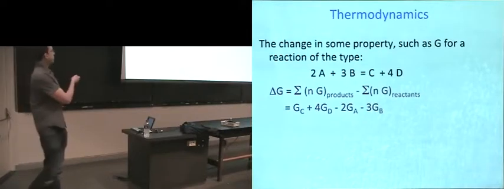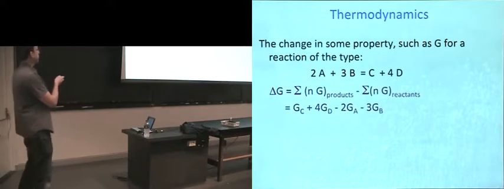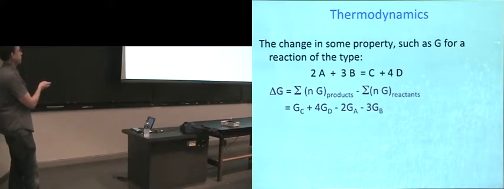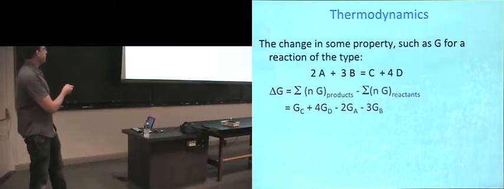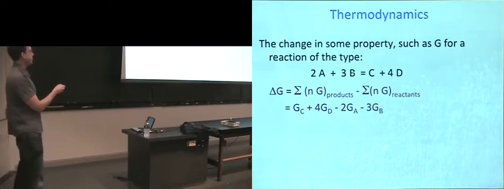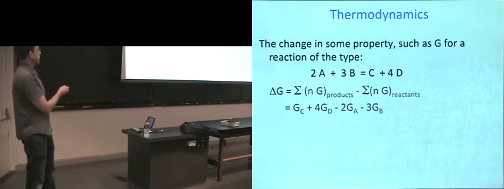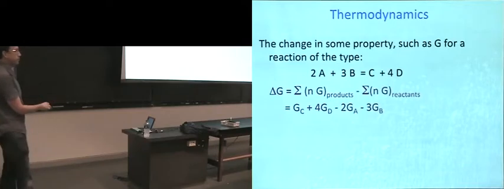So, how do we then do this? Well, if there's a change in some property, such as we have our reaction, I'll have an example in a second. Basically, the change in the Gibbs free energy is the sum of the Gibbs free energy of the products minus the reactants. So in this case, 2A plus 3B is equal to C plus 4D. This is going to be GC plus 4GD for the products term minus the sum for the reactants.